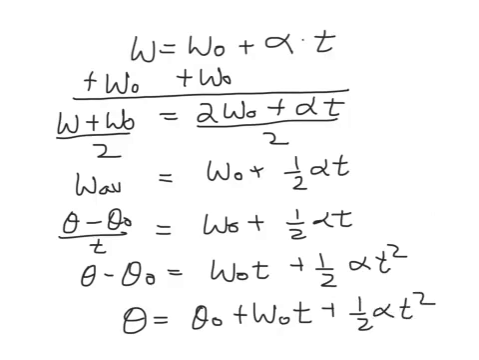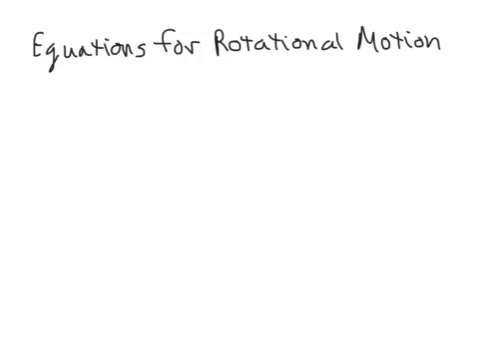And this should look very much like the equation we had for translational motion, where we said x equals x naught plus v naught t plus 1/2 a t squared. All of the variable names are different, but the form of the equation is the same because we started with all the same basic equations, except with rotational variables rather than translational variables. So now we can write down some equations for rotational motion. These are all the basic equations we have, and just like for translational motion, we start out with the fact that the acceleration is constant.